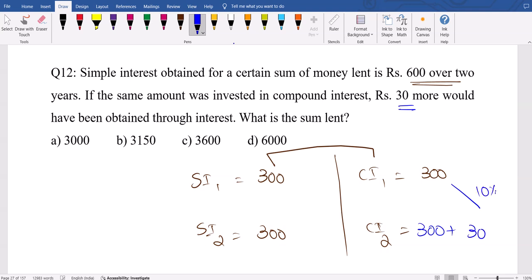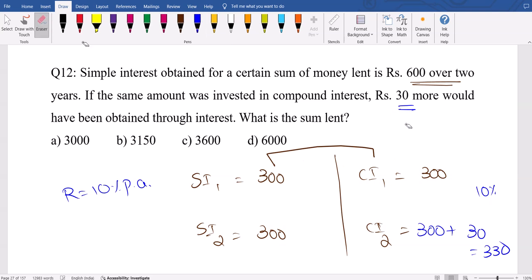Means rate of interest is 10%. Rate of interest is 10% per annum. Then only you got 330 here. Here first year is the same. The extra we have to get in the second year is that 30. Generally, how we get this 30 is from the previous year's interest. First year and second year. Right, okay, now rate of interest is 10%.